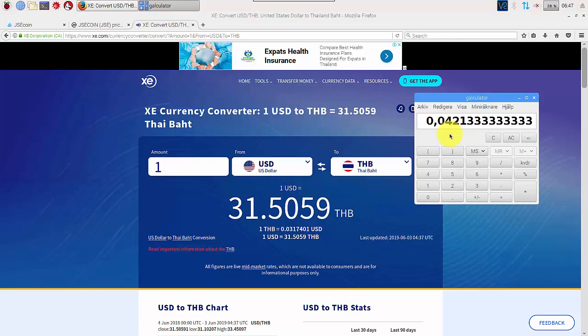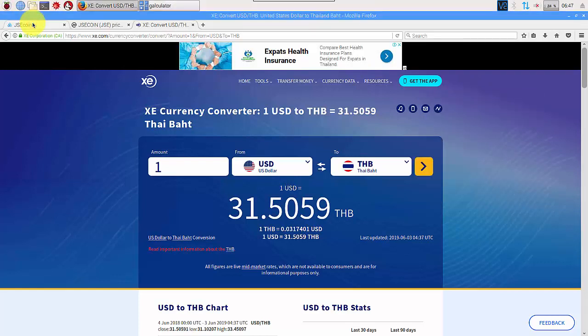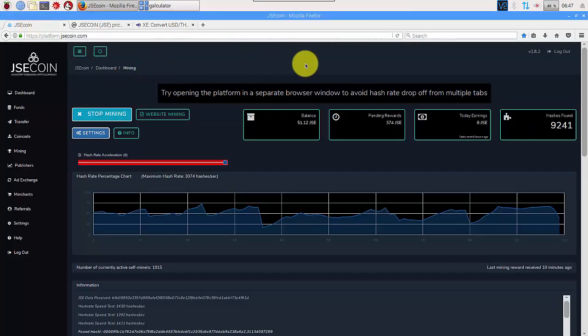That means that since I have a value of my coins of 14 cents, I actually have earned 10 cents. So it is profitable to mine this JSEcoin with a Raspberry Pi. And even if that coin goes down to zero, it will not ruin me, since it costs me 4 cents a week in electricity. So I would say, yes, you can mine profitably with a Raspberry Pi in 2019. Today it's the 3rd of June.